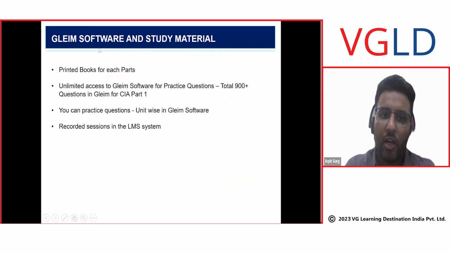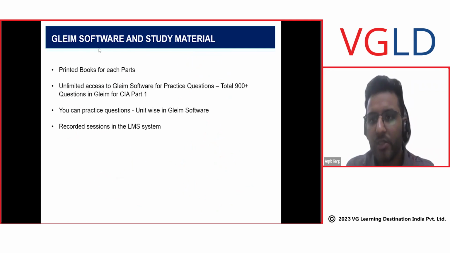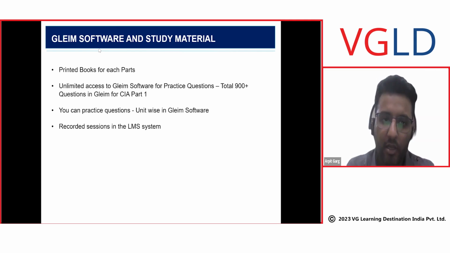So moving on now to understand the way of studying and the content that we cover. Folks, most of you would receive the printed books for each part. If you've applied for the software version, this is an arrangement that you'll have with VGLD, so you'll have to check with them. But the course book content of GLIM is being provided to each student. You will get access to GLIM software where we have the MCQs. There are a total of 900 plus MCQs. I think 1,000 plus MCQs. I think here it is written part 1, but there are 1,000 plus MCQs for part 2.